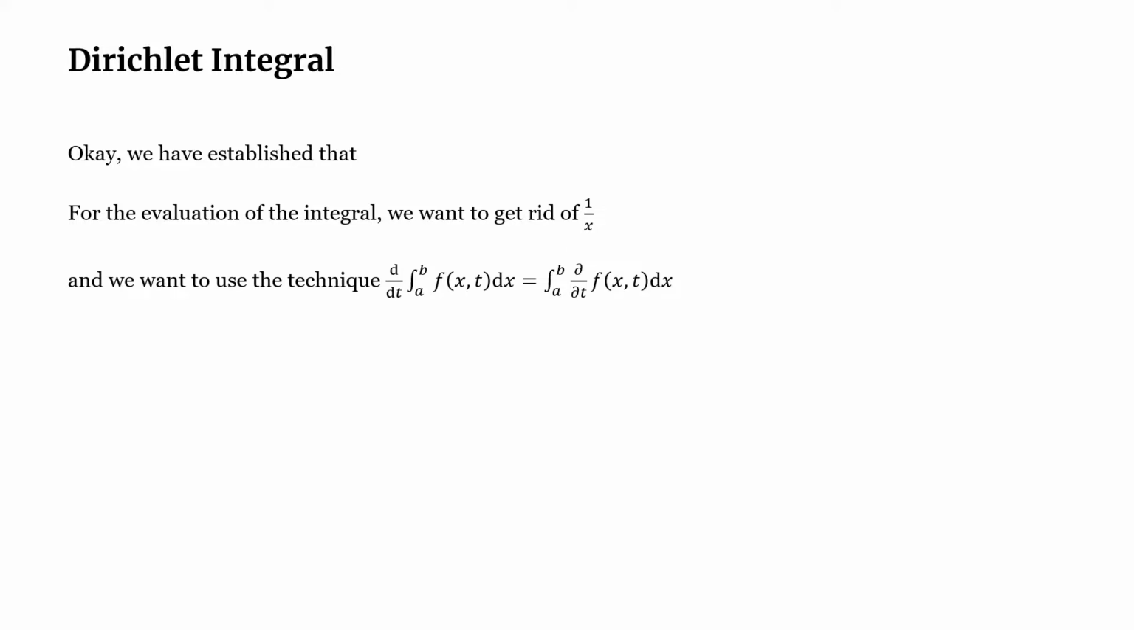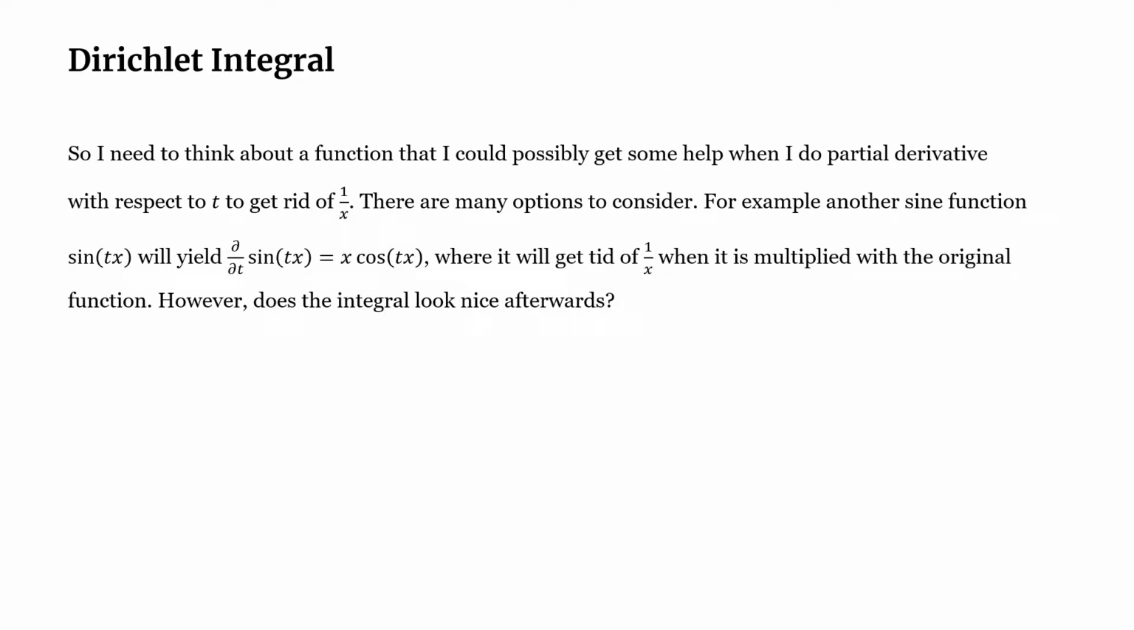And we want to use the technique of differentiation under the integration sign. Okay, so I need to think about a function that could help me when I take the partial derivative with respect to t to get rid of the 1 over x. There are many options to consider. For example, another sine function, sine tx, will yield the partial derivative of x times cosine tx, which will get rid of 1 over x when multiplying with the original function. However, if you think about the integral afterwards, it will get very nasty.